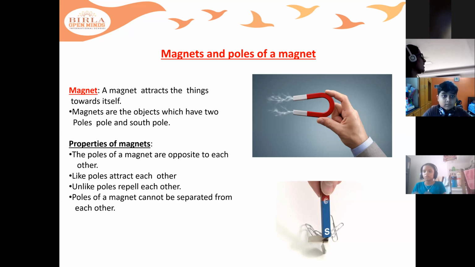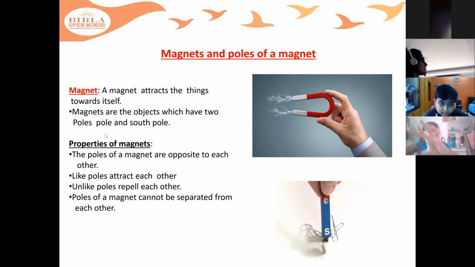So magnets have a property of attracting things towards themselves. They have magnetic fields, yes, they have magnetic effects. They have two poles. Usually a magnet has two poles, north and south pole. So a magnet attracts things towards itself by using these two poles, north and south pole.